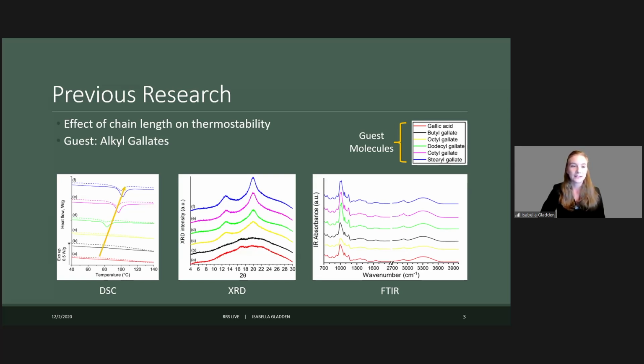From the DSC graph, we found that as chain length increased, so did the thermostability, as it took a higher temperature in order to dissociate the complex. Additionally, from our X-ray diffraction graph, we found that the longer the chain length, the better inclusion complexes were formed due to the characteristic peaks that we observed on the X-ray diffraction.